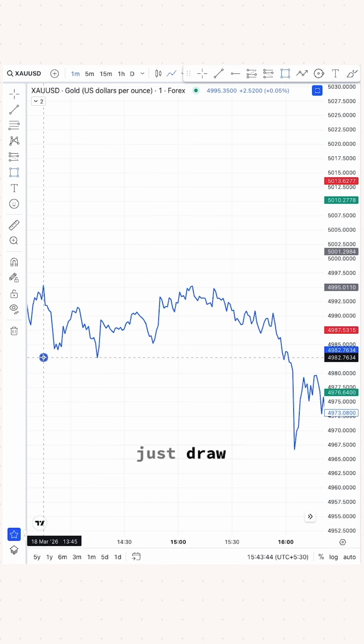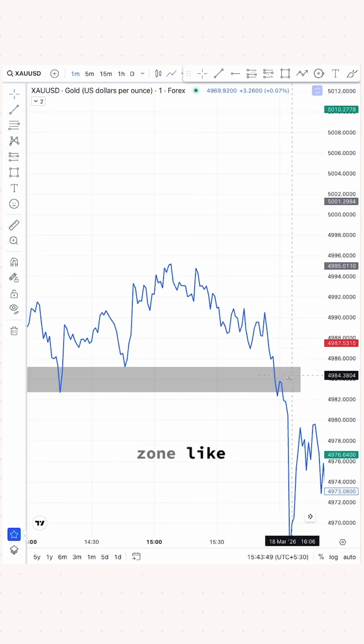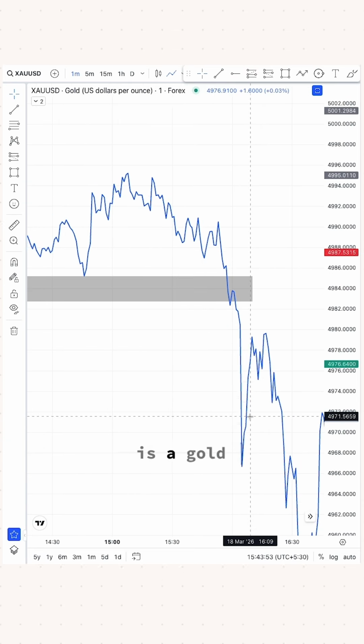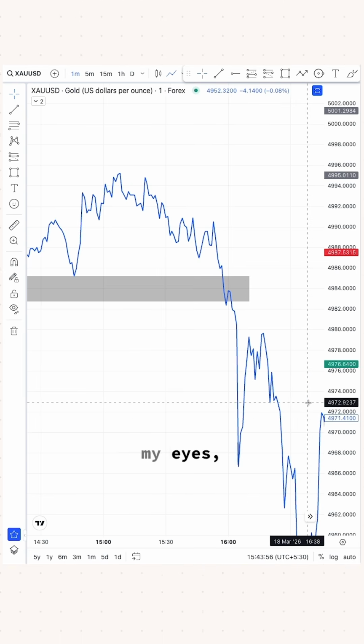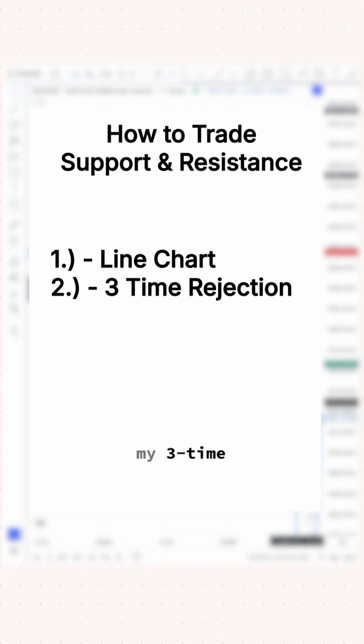Now here just draw this support zone and add this tool to your favorite list. So here you will draw a zone like this and wait for breakdown. You see here also our target gets hit. Why? Because this is a gold mine. If you start seeing charts from my eyes, you can literally see money in your bank account. So you follow my line chart rule, you follow my 3 time rejection rule.